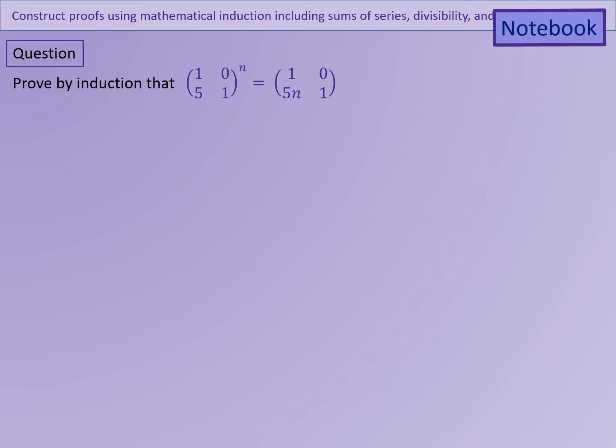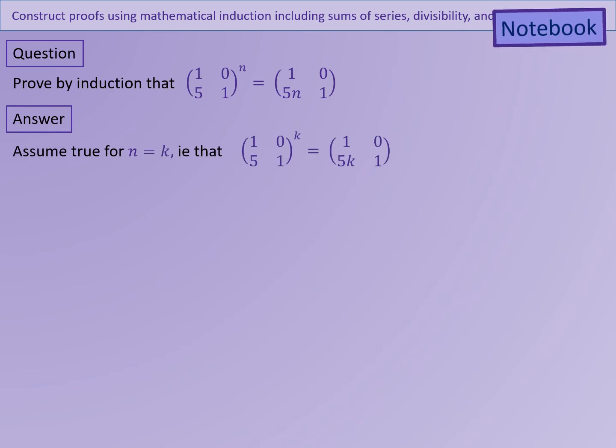So we're going to prove by induction this result, that the matrix 1, 0, 5, 1 to the power n is 1, 0, 5n, 1. So we're going to start by writing down the thing that we are assuming to be true, that is true for n equals k. So 1, 0, 5, 1 to the power k is 1, 0, 5k, 1.